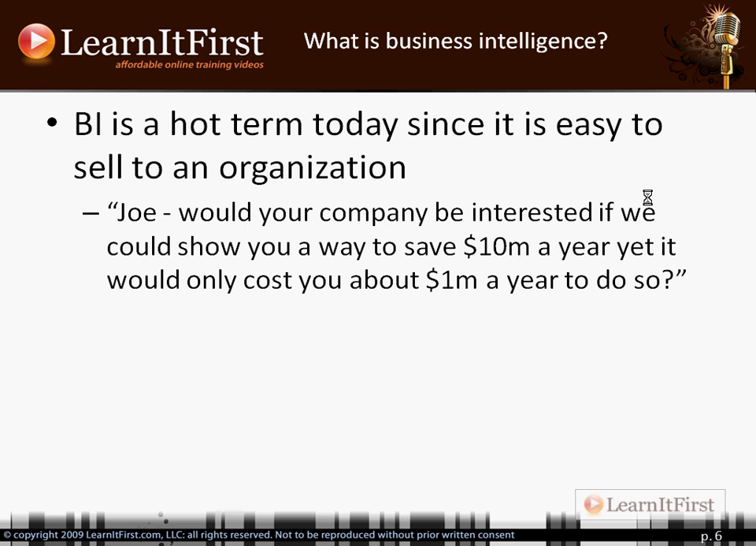Now, BI is really a hot term, not just now, but really for the past 5 to 10 years. It's so easy to sell. Like if you write BI software, enterprise software, and you go to a company and you say, would you be interested if we could show you a way to save $10 million a year and we'll only charge you $1 million a year to do it? Well, that's an easy sell. It's a net savings of $9 million a year. Of course, I want to learn about that. And that's what making informed decisions quickly and with consensus can do for an organization.